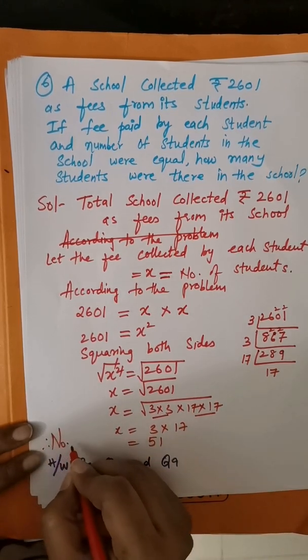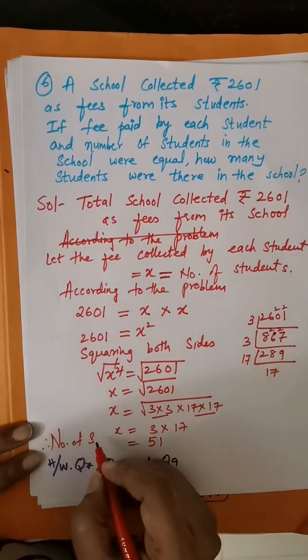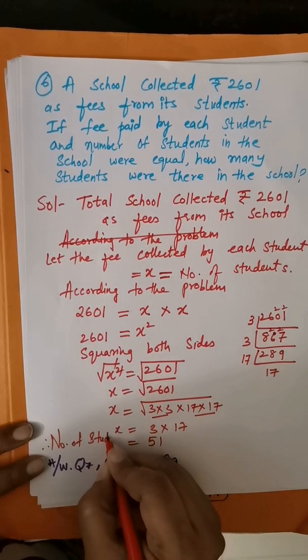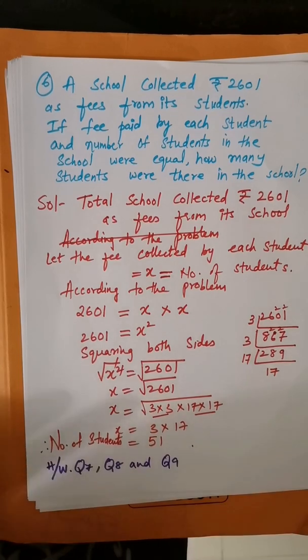Therefore, you are only asked what is the number of students. So the number of students is equal to 51.